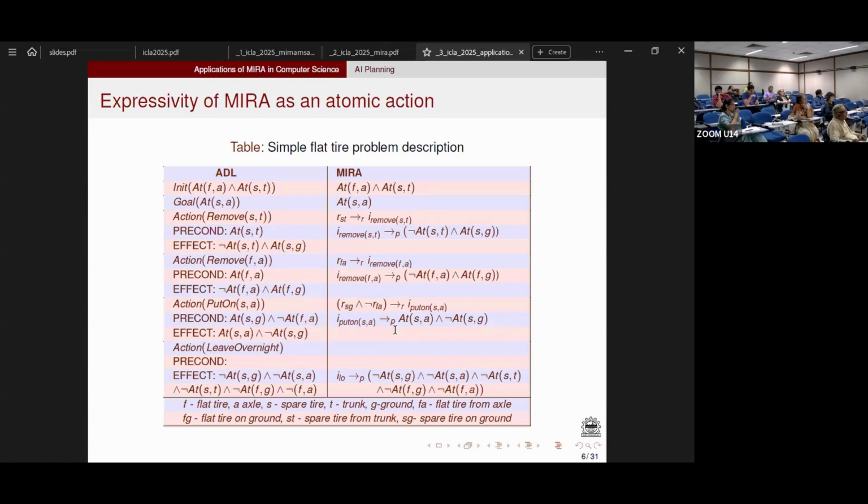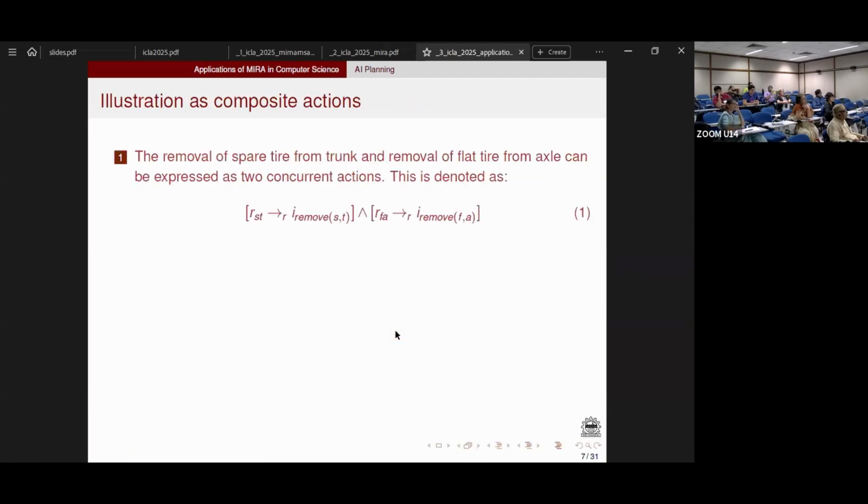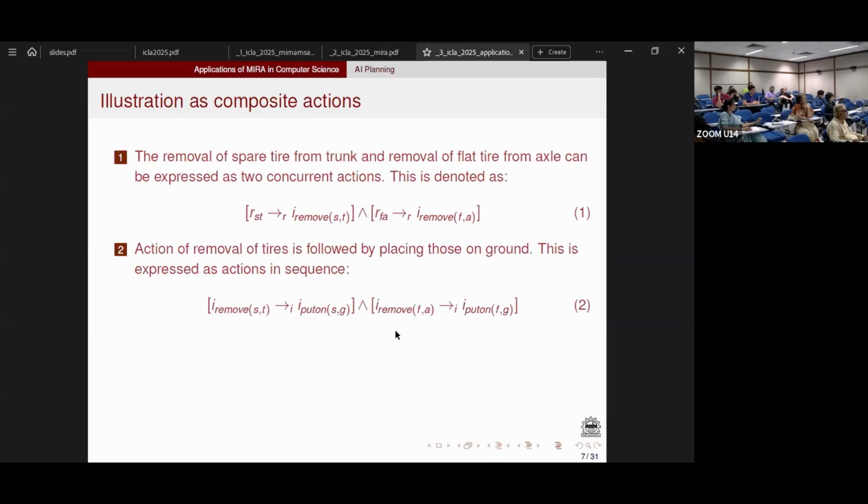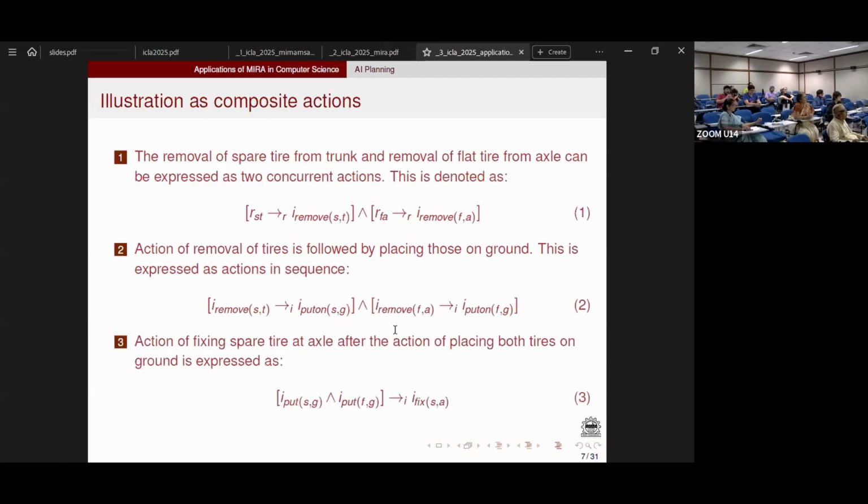Again, this work is available. For time's sake, I'm just rushing this. Apart from STRIPS, one major disadvantage between STRIPS and ADL, the Action Description Language, which is a derivative of STRIPS, is the atomic action. It can be represented only as precondition and effects. But in our case, because it has conjunction, disjunction and plenty of other methods to combine instructions, it can be put as composite ones. For example, removal of the spare tire from the trunk and removal of the flat tire from the axle can be expressed as two concurrent actions, where one can be done irrespective of the other. There is no sequence in it. So this can be advantageous in AI planning.